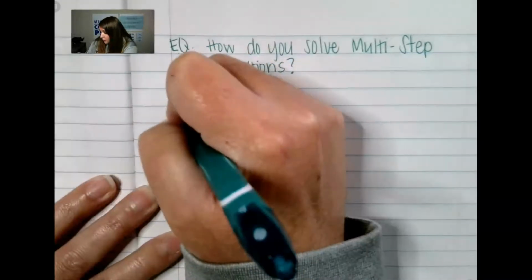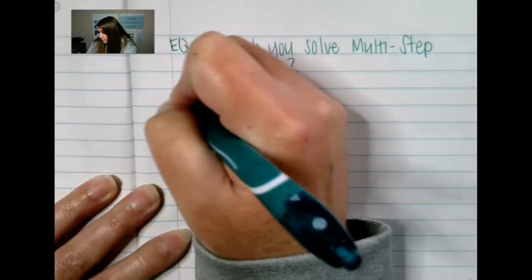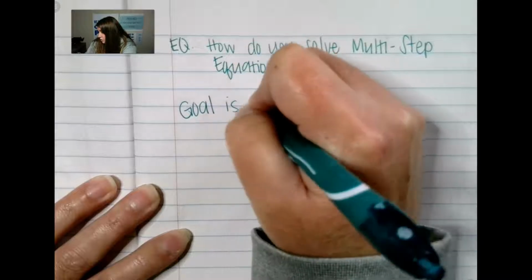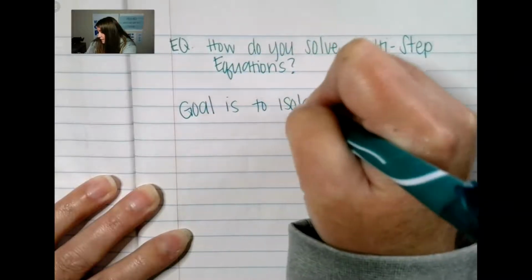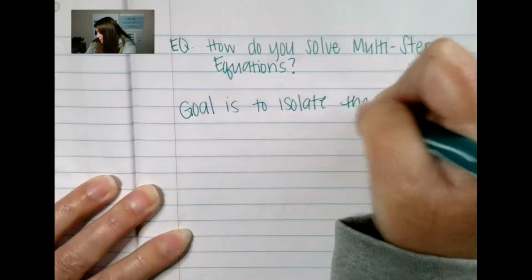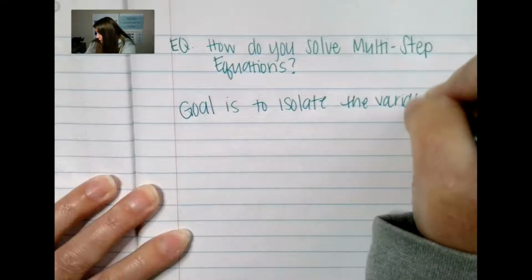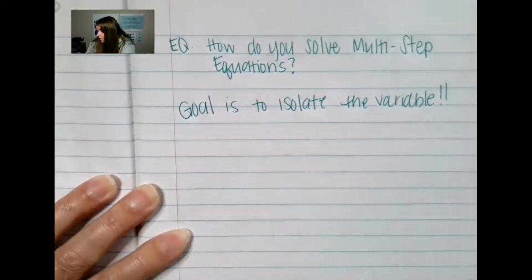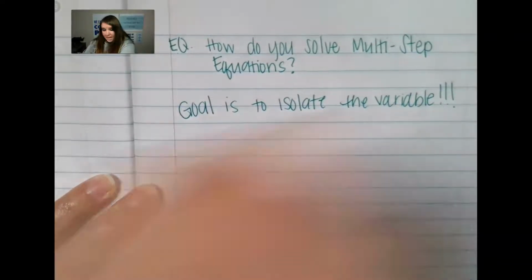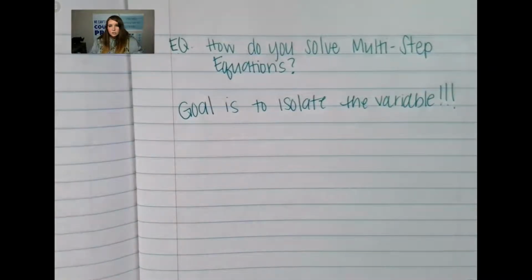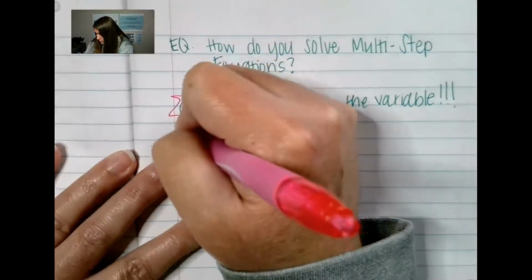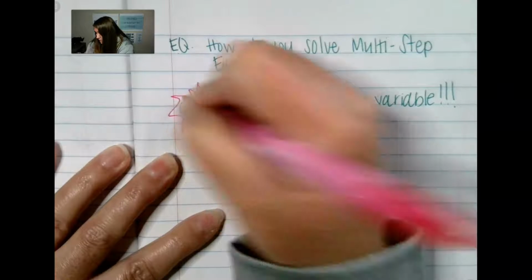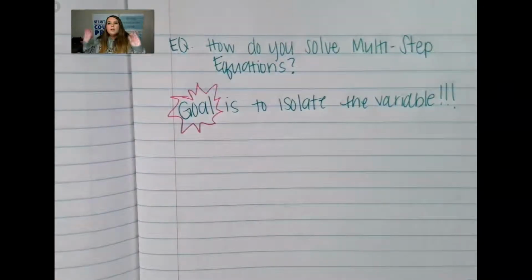So our goal in our whole entire lesson is to isolate the variable. That is our goal. No matter how many steps it takes, our goal is to isolate the variable. Okay, so that is our goal. We want the variable by itself. Okay, let's go ahead and start with an example.